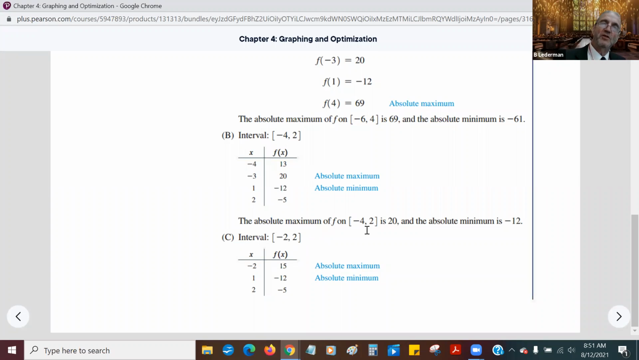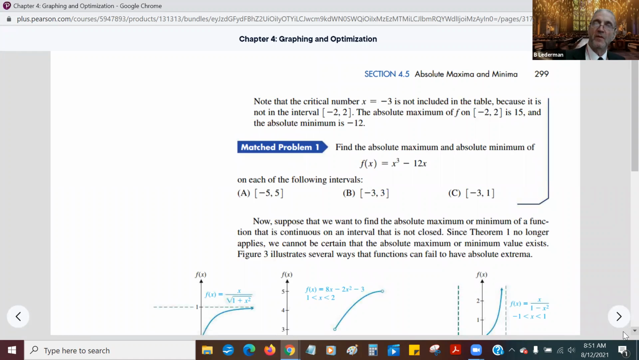Like I say, the particular domain that you choose makes a difference. That's what I'm trying to say. The particular domain makes a difference. Alrighty.